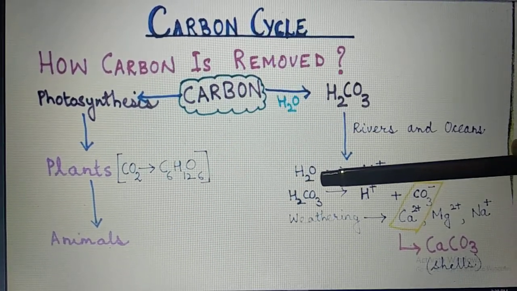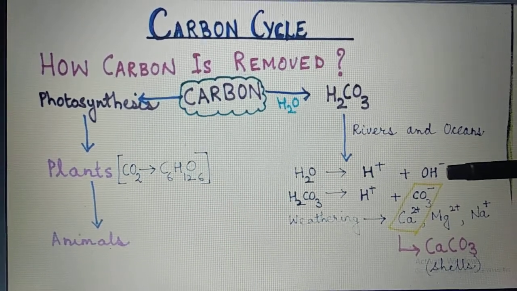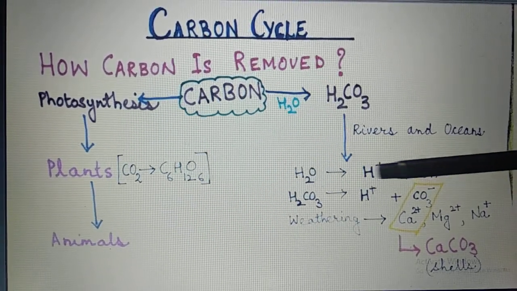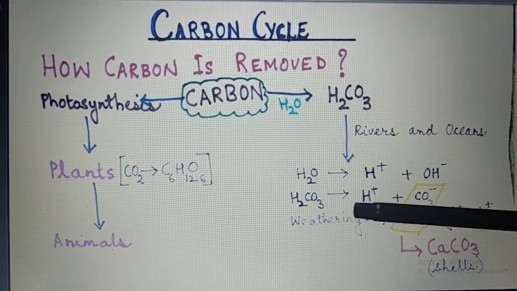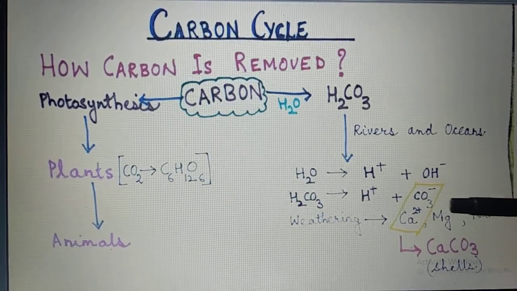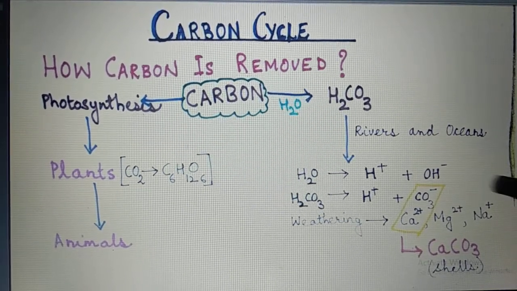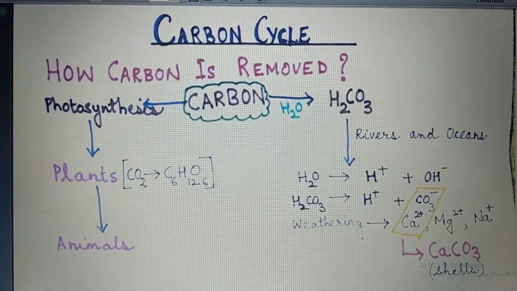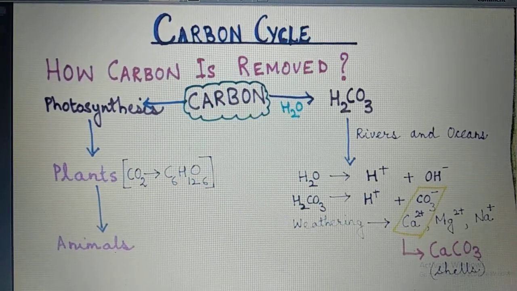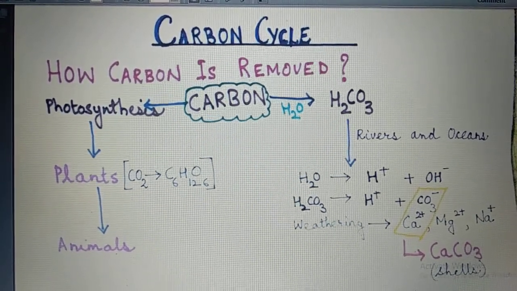Water present in the river usually dissociates into H plus and OH minus. This is a chemical dissociation of water. And carbonic acid will dissociate into H plus and CO3 minus. Because of the acid rain continuously falling on the rocks, the weathering of the rocks takes place. Rocks contain certain minerals like calcium, magnesium, sodium, etc.